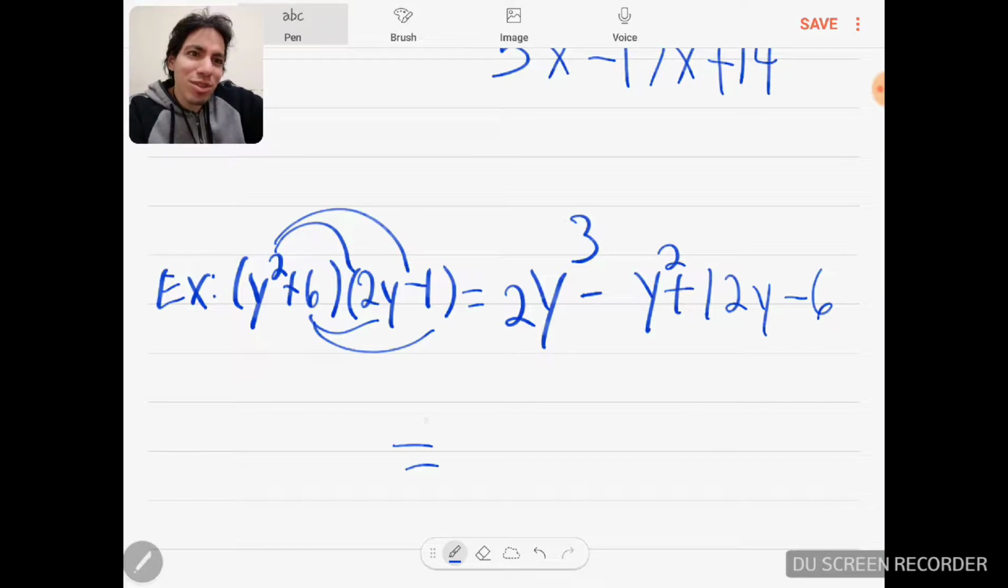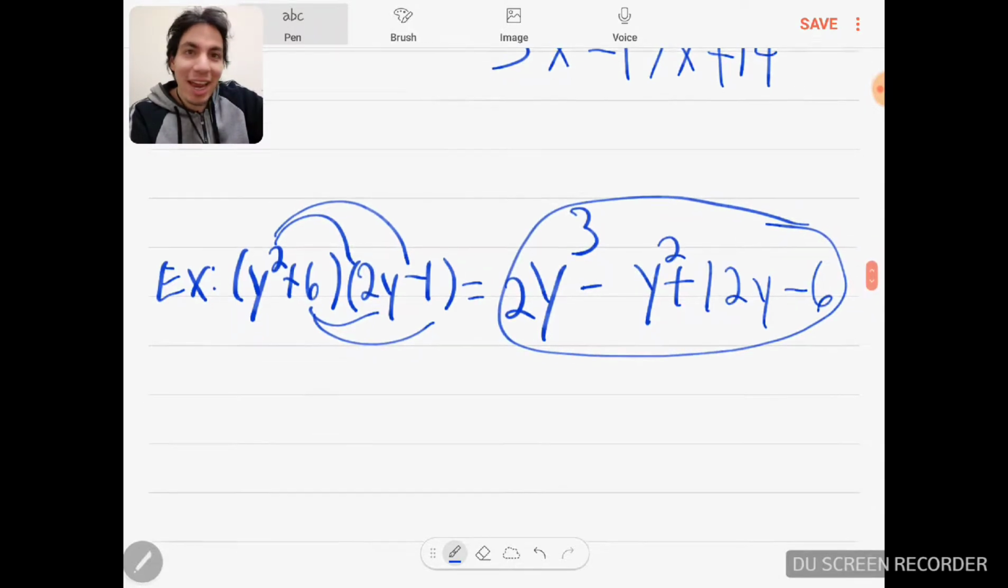And that is my answer, actually. Why is that my answer? Because there's nothing for me to combine. Everything else, they don't combine like terms. You can't combine them. So this is your answer.